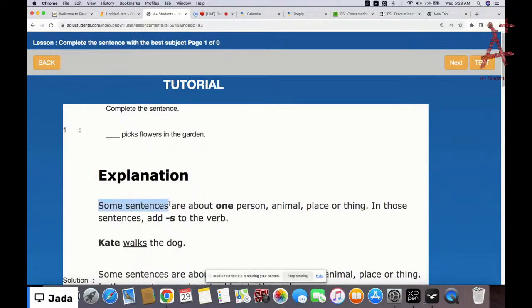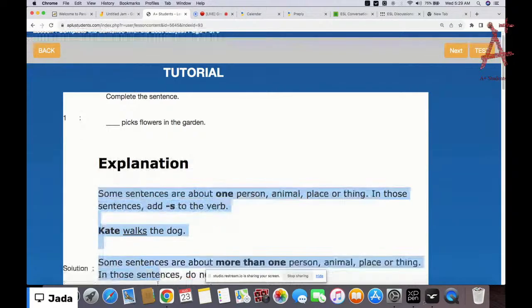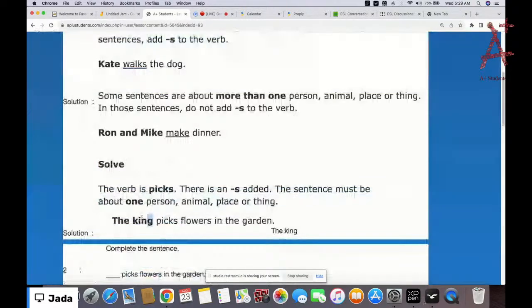So let's see. Now the king, you see that the king is what? One person. Picks. So because it is one person, like we've done in the other one, the verb is going to be with S. So if you have only the verb and it shows you a verb with S, you know that the subject should be only one person. Okay, so the king picks flowers in the garden. So this is singular and this is singular.